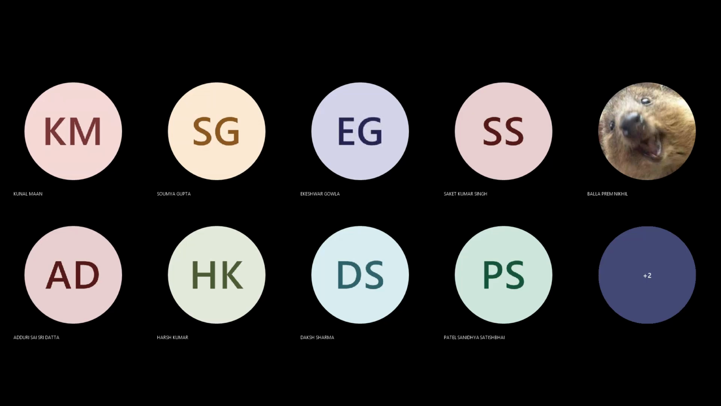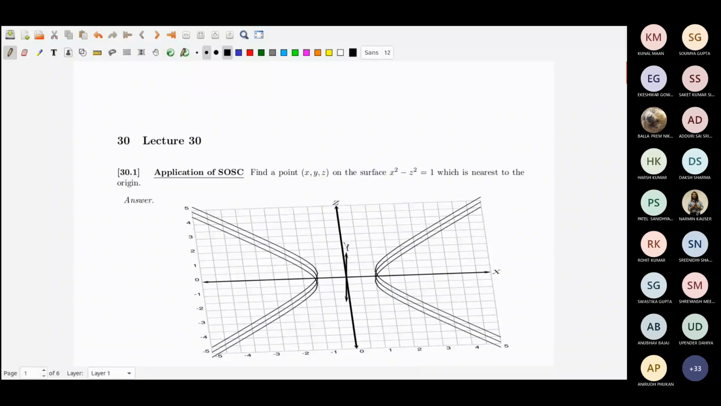So we are talking about this second order sufficient condition, right? SOSC. Consider this example. It says that you have to find a point XYZ on the surface x square minus z square equal to 1, that is nearest to origin.